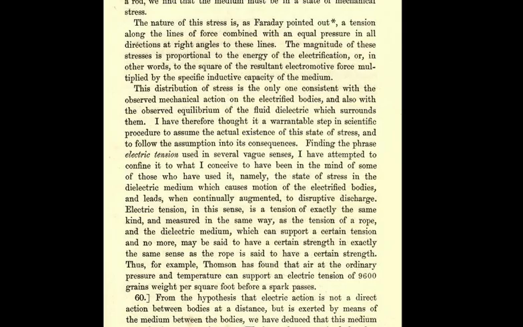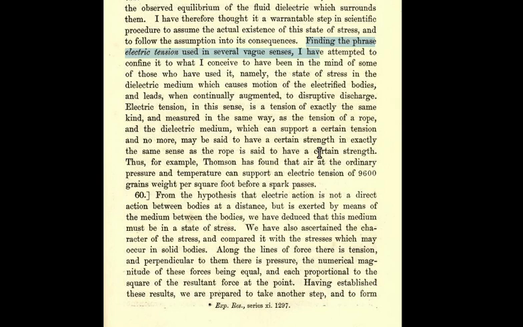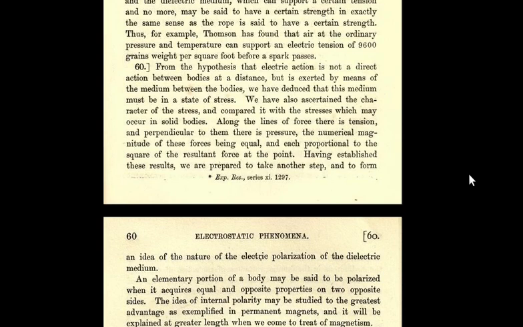Finding the phrase electric tension used in several vague senses, I have attempted to confine it to what I conceive to have been in the mind of some of those who have used it, namely, the state of stress in the dielectric medium which causes motion of the electrified bodies and leads, when continually augmented, to disruptive discharge. Electric tension, in this sense, is a tension of exactly the same kind, and measured in the same way, as the tension of a rope, and the dielectric medium, which can support a certain tension and no more, may be said to have a certain strength in exactly the same sense as the rope is said to have a certain strength. Thus, for example, Thomson has found that air at the ordinary pressure and temperature can support an electric tension of 9,600 grams weight per square foot before a spark passes.